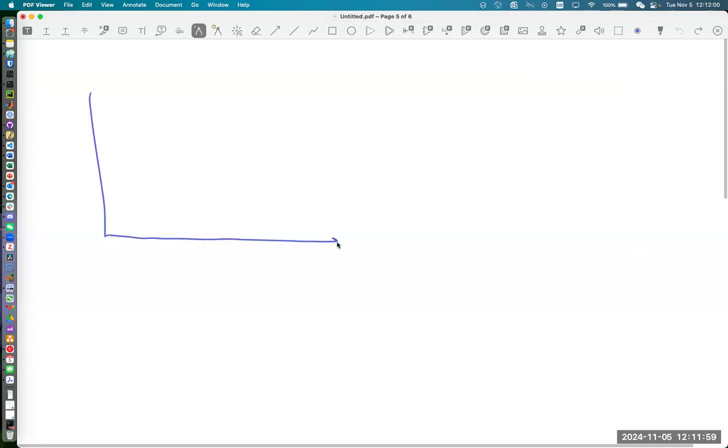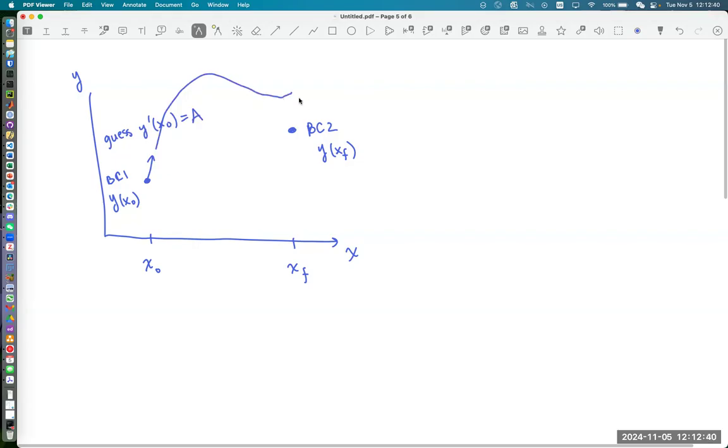For boundary value problem, we have some function y of x, and we have some initial x0 and some final x final. On the left, we have some boundary condition 1, say it's y of x0. On the right, we have another boundary condition 2, say y of x final. In order to get this from left to right, we will guess some initial y prime of x0, with some a, and then we'll see where it lands up.